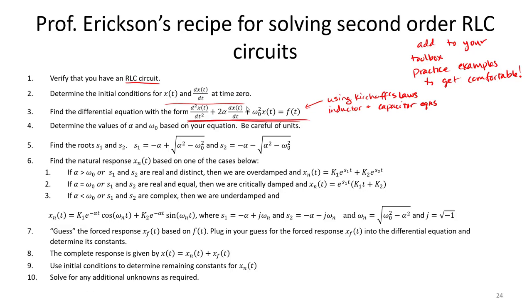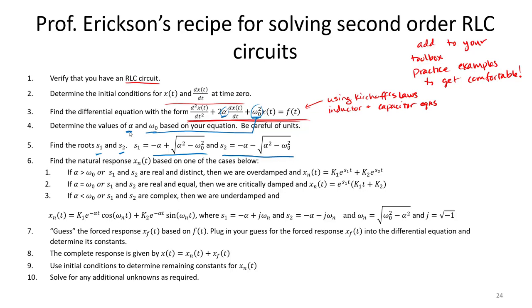Once you have that differential equation, you can directly determine alpha and omega naught from it. You can just look at the coefficients. And you want to be careful of units here. If you're substituting any units, watch out for ohms, kiloohms, farads, millihenries. Make sure everything is in ohms, farads, amperes, and volts. Once you have found alpha and omega naught, you can then determine what we call our roots, S1 and S2. As you can see, the roots are given by these quadratic expressions.